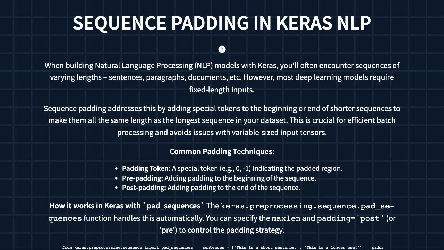Keras provides a handy function called pad_sequences that handles this seamlessly. You can tell it exactly where to put the padding, at the beginning or end of each sequence, making sure everything is ready for your model.